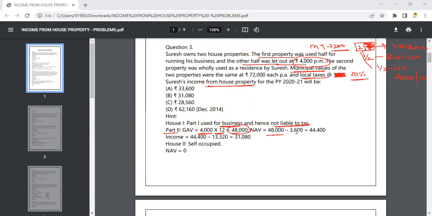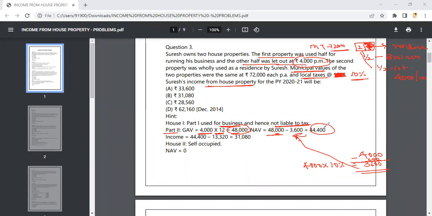So 48,000 minus 3,600. Ma'am, how do we get 3,600? For the 4,000, he is paying local tax every month. So 4,000 into 10% you will get 400. When I minus this from the actual 4,000, you will get 3,600. So that 3,600 is this amount. When I minus these two, I'll get 44,400. Understood? And after this, the next calculation continues.